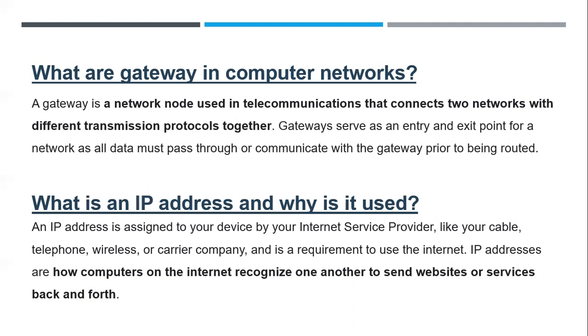Now, we have a term such as gateway. What is a gateway? We have a term such as an IP address. What is an IP address? We have a term such as DNS. What is a DNS? So the first question is, what is a gateway in computer networks? A gateway is a network node used in telecommunications that connects two networks with different transmission protocols together.